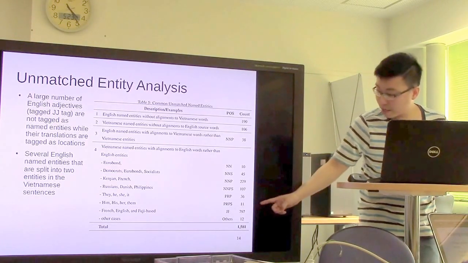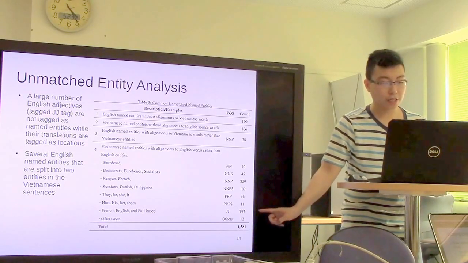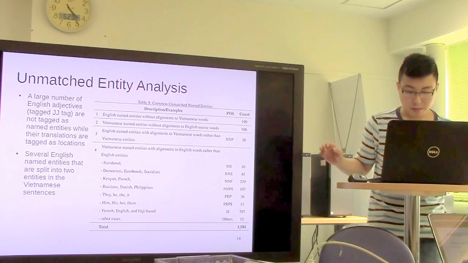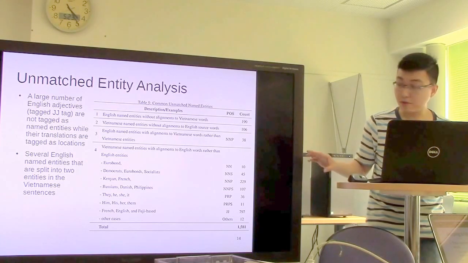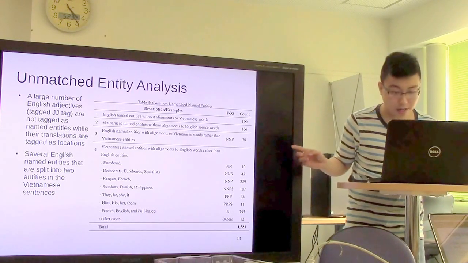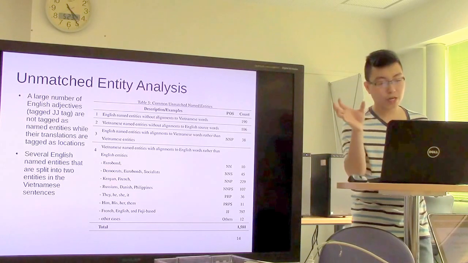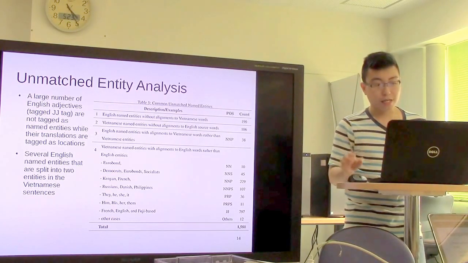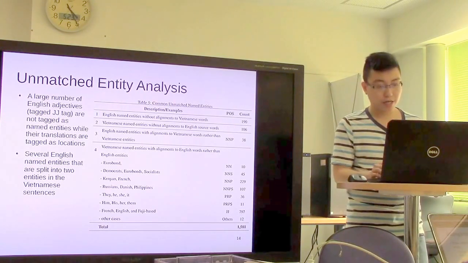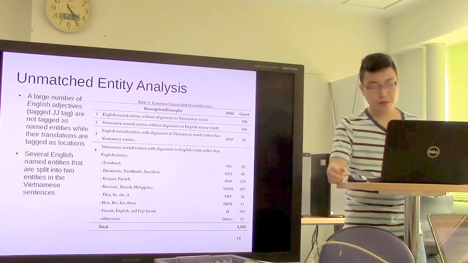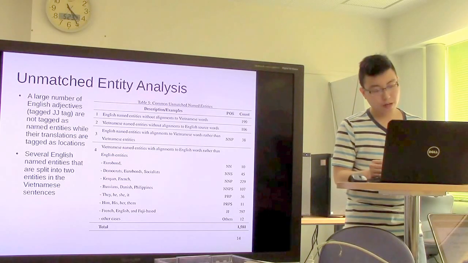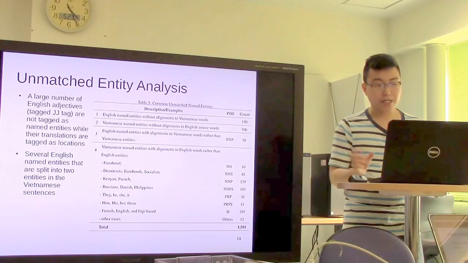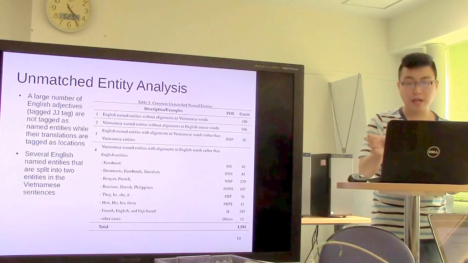As you can see in this table, a large number of English adjectives are not tagged as named entities, while their translations are tagged as locations in Vietnamese. And several English named entities are split into two entities in the Vietnamese sentence, such as in a year range, for example 1998 to 1999. In Vietnamese they separate it by a hyphen, but in English they tag each year.